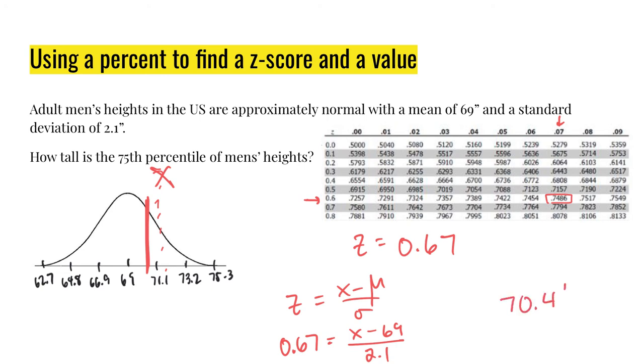So let's figure out what that means. So 70.4 inches tall. Let's go ahead and divide by 12. This is 5.87 feet. We don't normally talk about it that way. So this is 5 feet, and what is 0.87 of a foot? So 0.87 times 12 gets me 10.4 inches. So this is 5 feet, 10.4 inches tall. A man that tall would be at the 75th percentile of heights, where 75% of men would be below him.